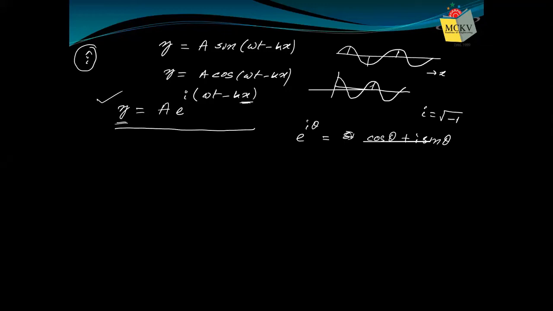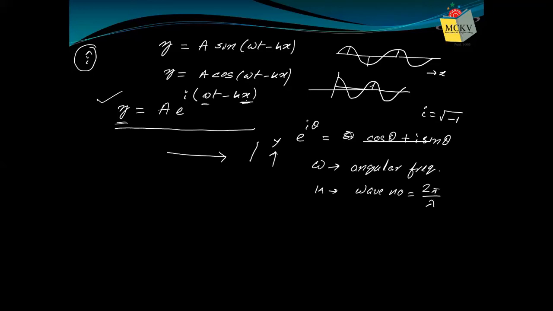So it is easier if the wave is propagating along a particular direction. Suppose if it is going along the x direction, then we write x here. If it is going along the y direction, then I will write A e to the power i omega t minus ky. By the way, what is this omega? Omega is the angular frequency, and k is the wave number, which is nothing but 2 pi by wavelength. That is called the wave number.